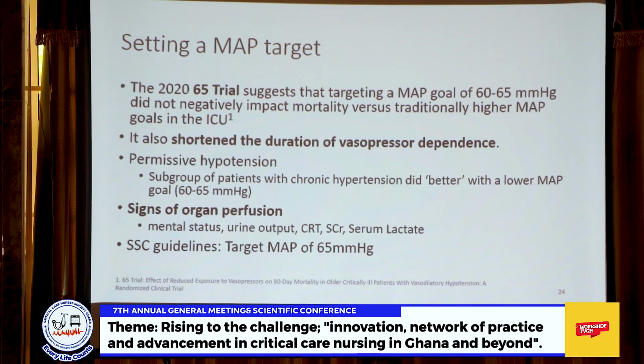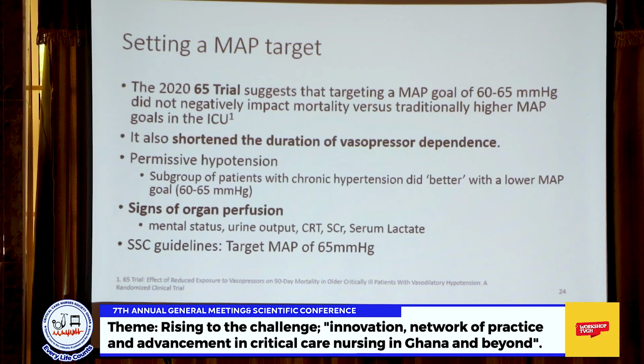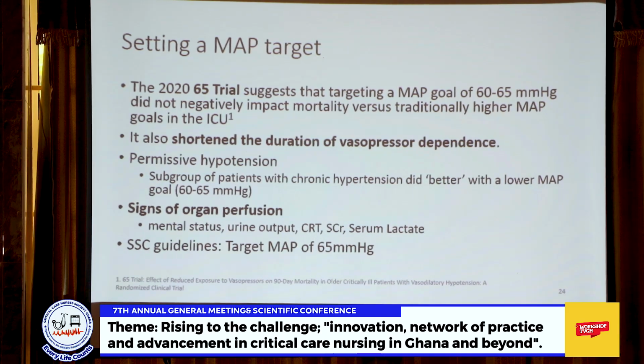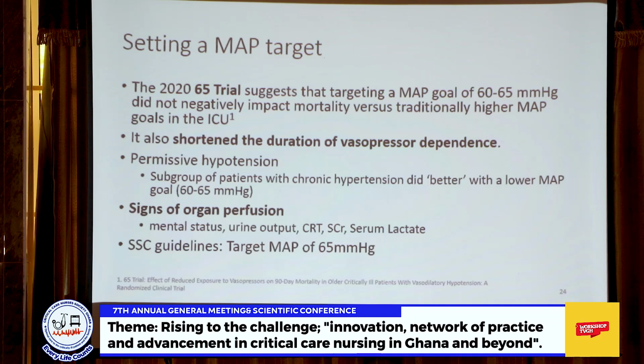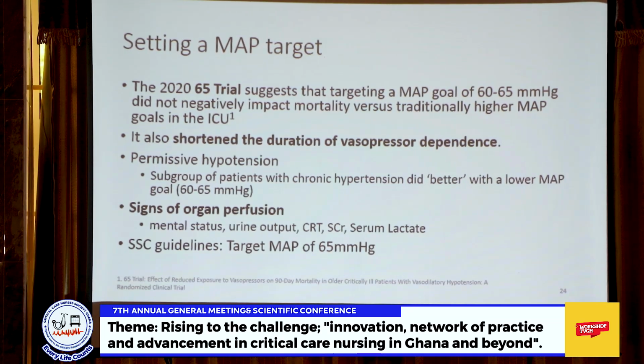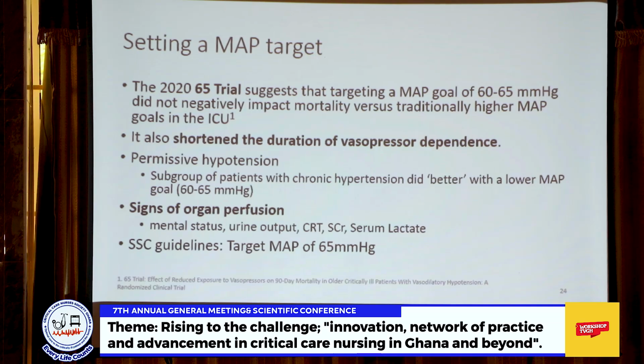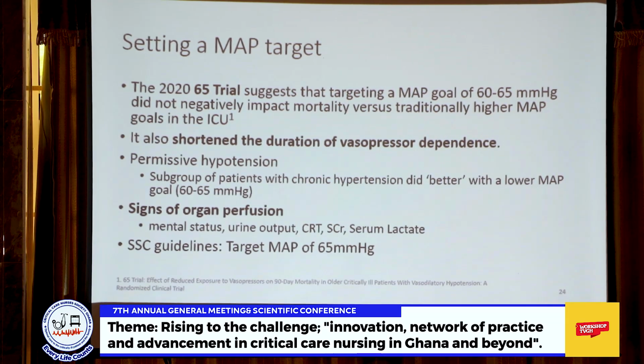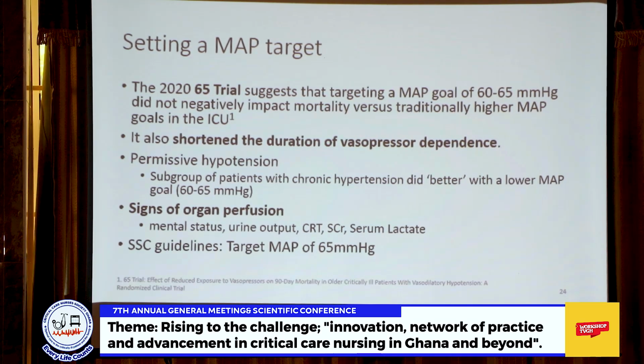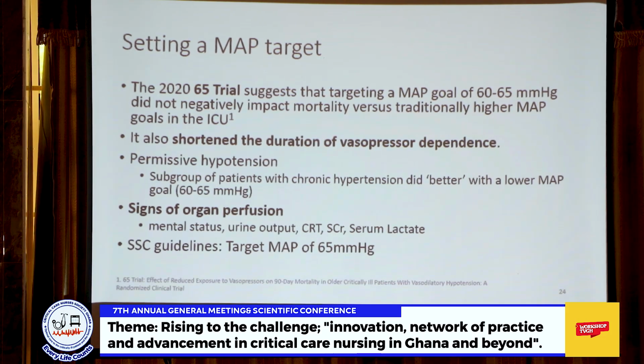So, what's this about setting an MAP goal of 65? Actually, there was a trial that was done, the 65 trial, which realized that patients with septic shock with a MAP goal of 65 actually did better. Okay. Now, in this same trial, there were 2 groups of people. For one group, they set a goal of 60 to 65, another group more than 65, 10 millimeters mercury difference, so above 65, that's like 75, right? And then they compared the 2.